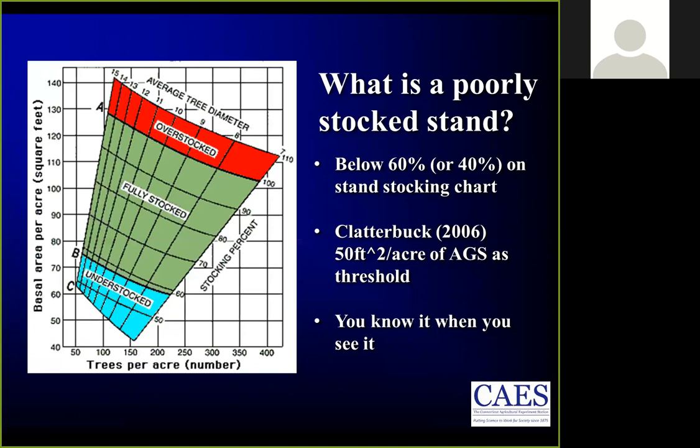I think Wayne Clatterbuck at Tennessee came up with a good catch-all for when a stand is poorly stocked. And that's 50% of basal area per acre. And again, later on, I'll explain what basal area is for those of you unfamiliar with the term, as acceptable growing stock. And that's a threshold.